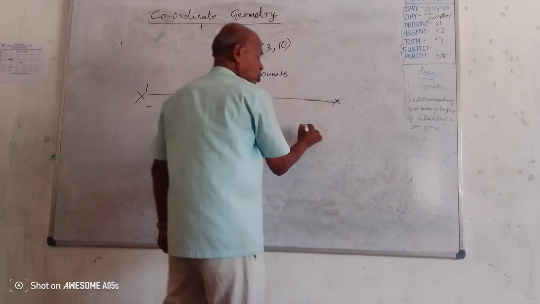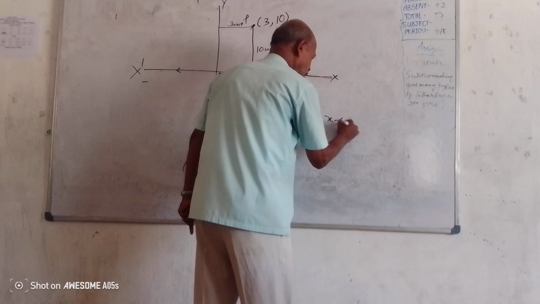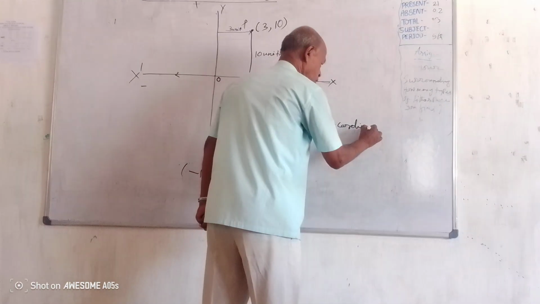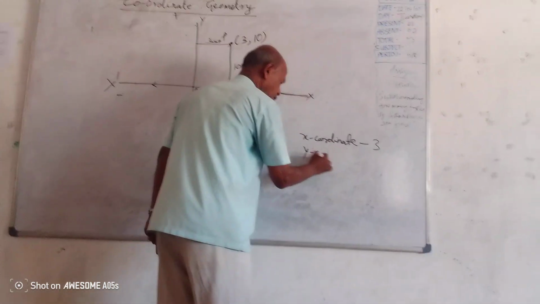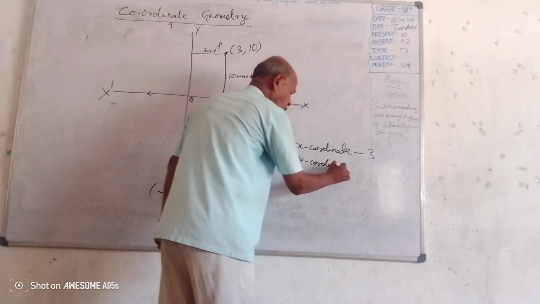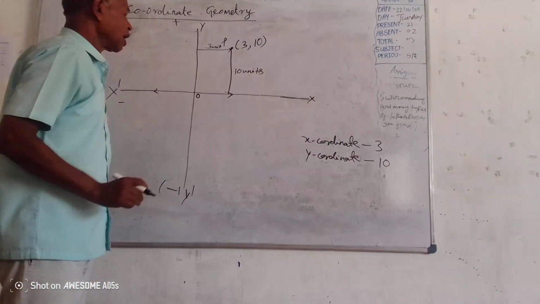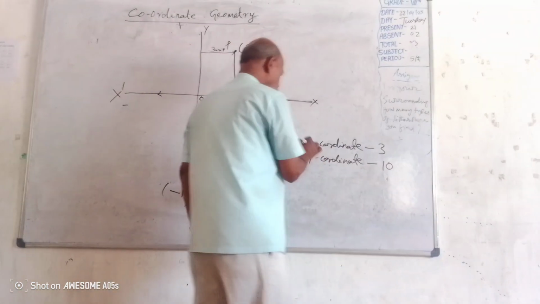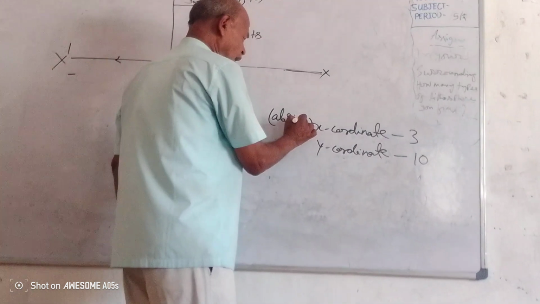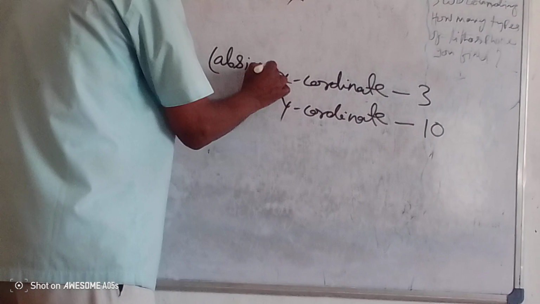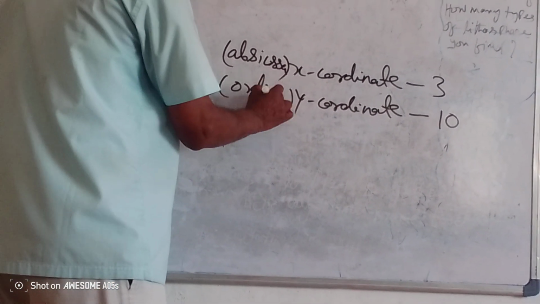x कोऑर्डिनेट 3, y कोऑर्डिनेट 10 है. x कोऑर्डिनेट का दूसरा नाम है एब्सिसा। x कोऑर्डिनेट को हमने एब्सिसा बोलते हैं, एंड y कोऑर्डिनेट को हमने ऑर्डिनेट बोलते हैं.